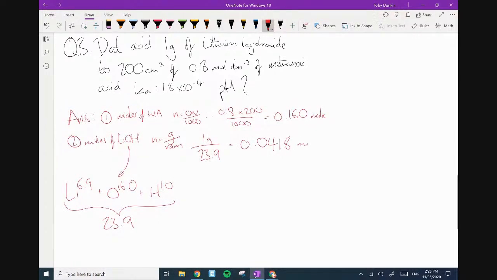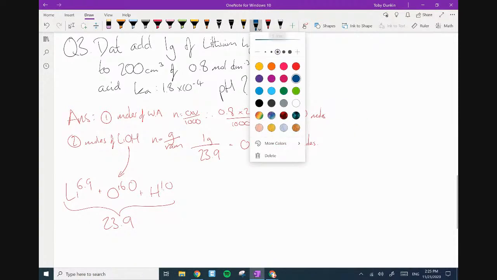That's 0.0418 moles. Now, I made this question up. There was a chance, because I don't know my relative molecular masses of compounds off the top of my head, and I can't run 1 over 24 in my head that quickly, that this may not have resulted in a buffer. But it turns out it does. The weak acid is in excess. And that's the point, isn't it? That is definitely in excess. So this will result in a buffer solution being formed.